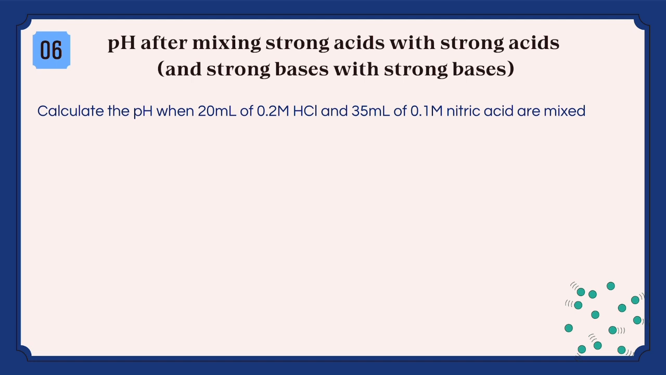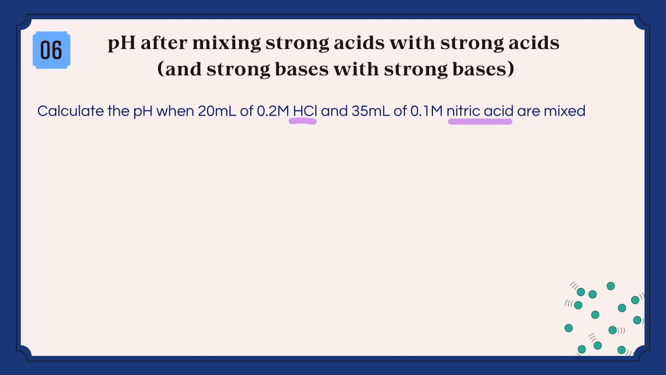So let's have a look at this question over here. Calculate the pH when 20 milliliters of 0.2 molar HCl and 35 milliliters of 0.1 molar nitric acid are mixed. So when you read a question, you need to first look at the two species given to you, and you need to recognize that it's two strong acids being mixed together.